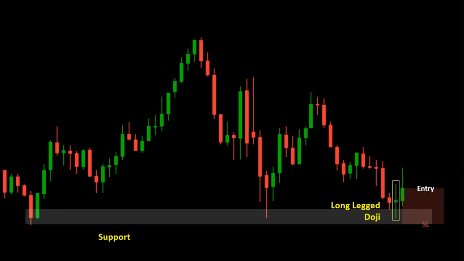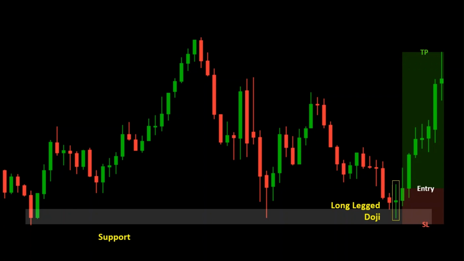Stop loss is placed just below the low of the doji candle. Take profit is set near the next identified resistance level.